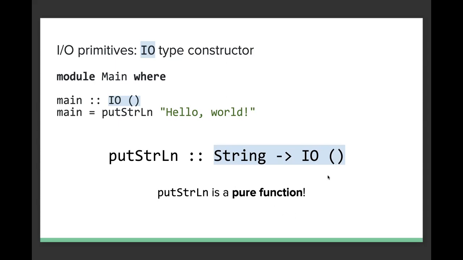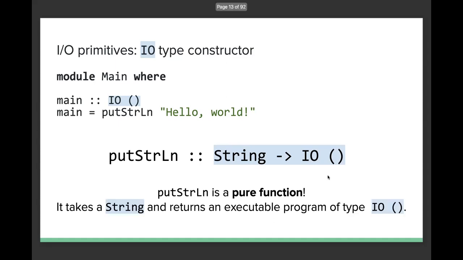So what happens here is that this function takes a string and produces a program. It does not do anything with the screen. All it does is produce a program that prints that string somewhere. But the string will not be printed unless you actually execute the program. Make sense? This is a big paradigm shift from all the other languages that you probably know.